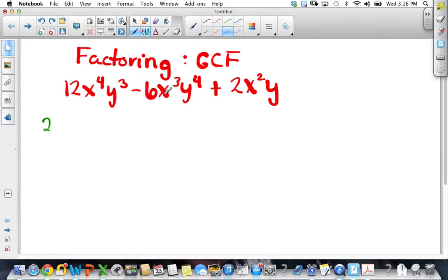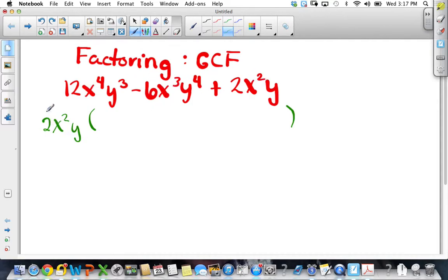What's the largest number of x that they share? They share up to x squared. And what's the largest number of y's that they share? They only share 1. And there's your GCF. I'm going to place that on the outside of the parentheses. You will have 3 terms left over because you have 3 terms to start with.